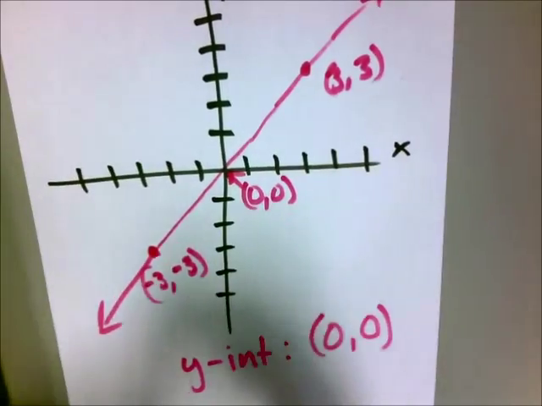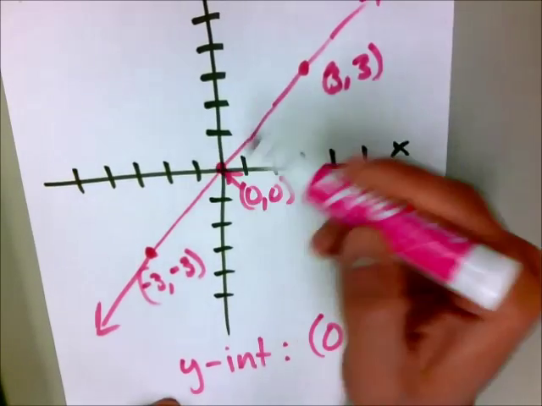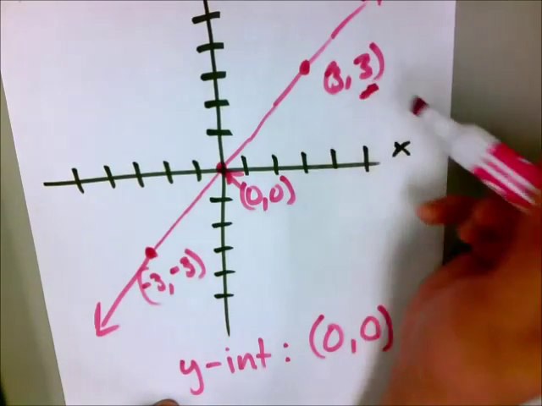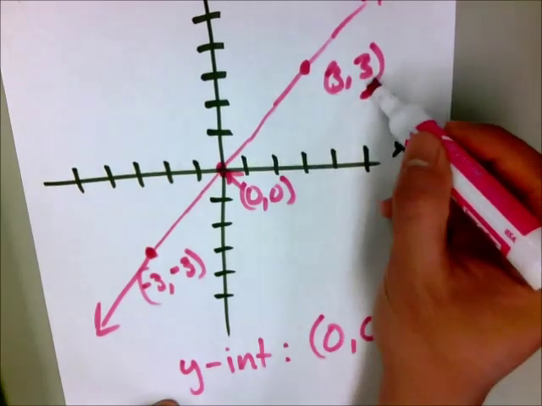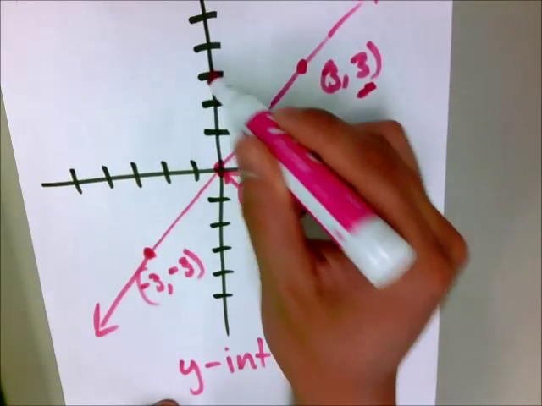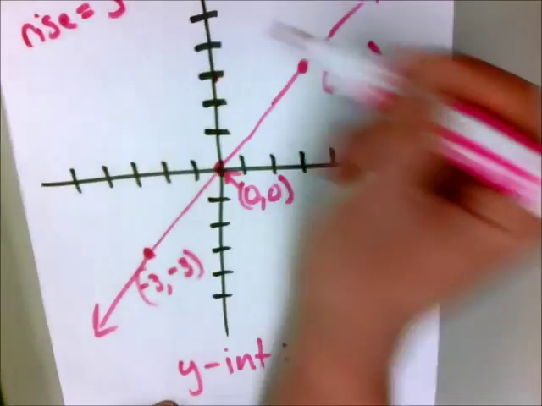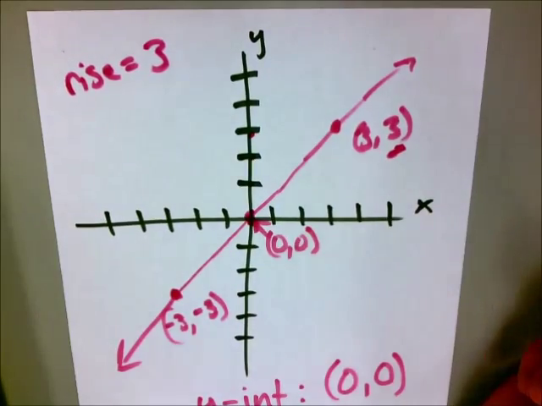Let's start with 0. How far up do you have to go from 0 to 3? All right, so let's do our rise first. From 0 to 3, it's 1 spot, 2 spots, 3 spots up. So our rise is 3. Oh, you guys can't see that. There you go. Our rise is 3.